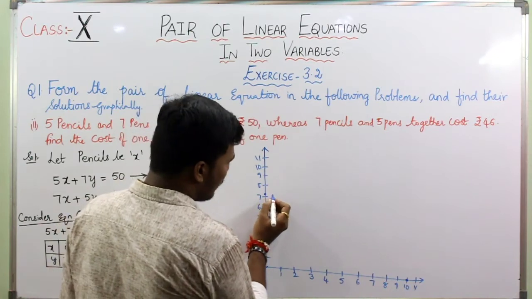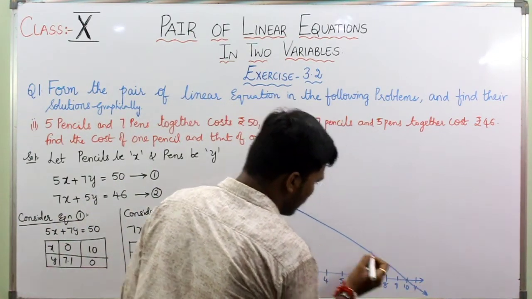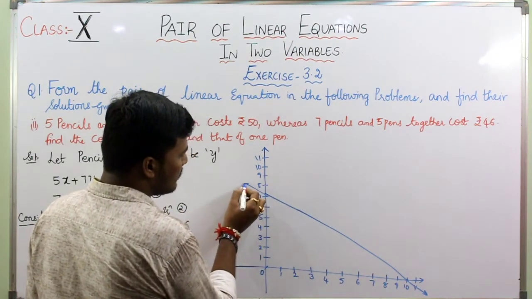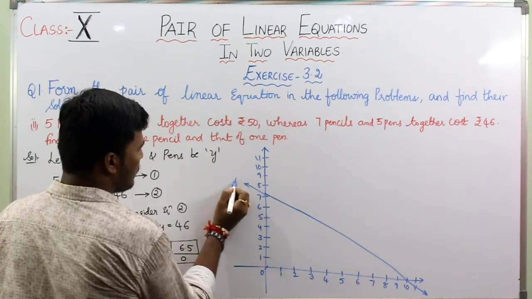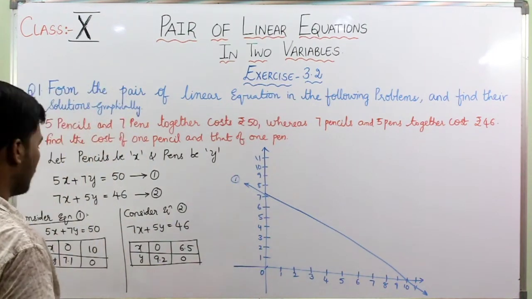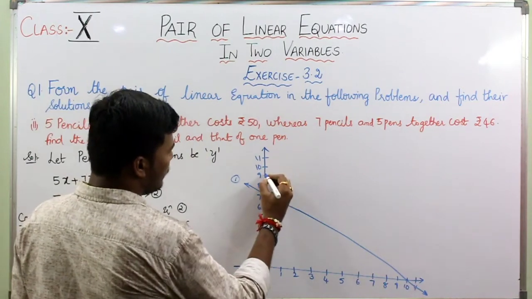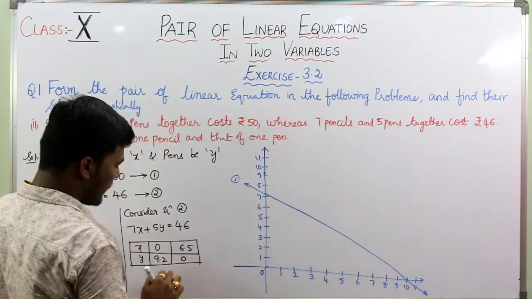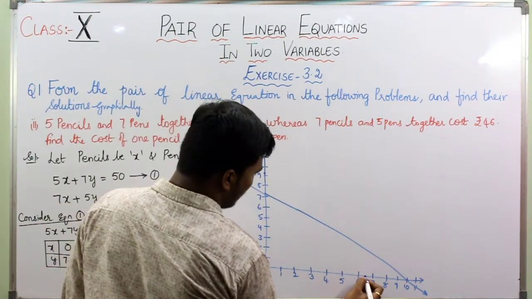So use a ruler to plot this line, so that I get a straight line. Okay, and name this as the first equation. I also can write it. The second one is 0, 9.2. 0, 9.2 will be here. Next one is 6.5, 0. 6.5, 0 will be here.